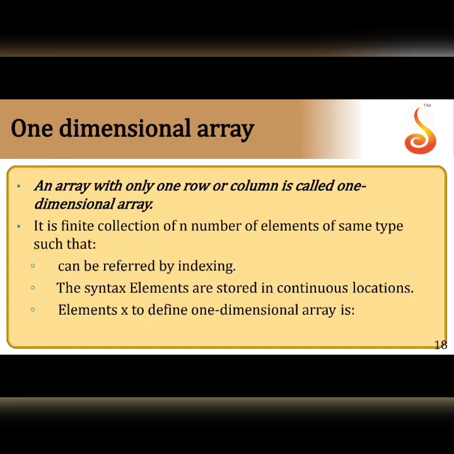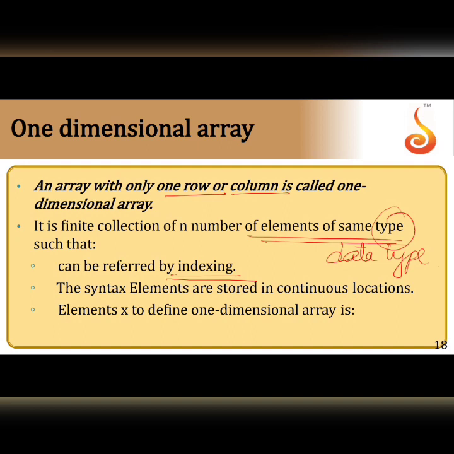An array with only one row or one column is called a one dimensional array, whereas row and column together would be a 2D array. It is a finite collection of elements of the same type. When I say type, it is the same data type. It can be referred to by indexing. So what do you mean by indexing? By the index or the subscript value.